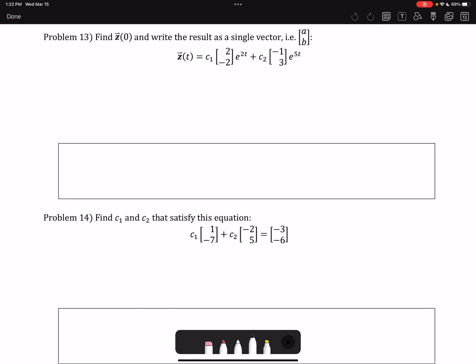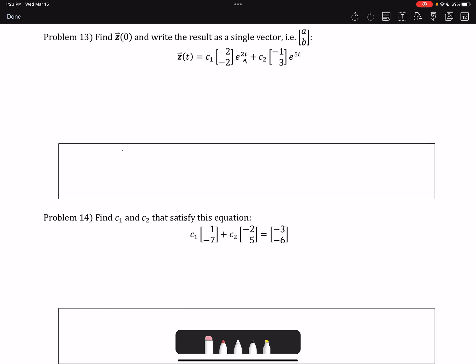Find z of 0 and write the result as a single vector. So we see that this is a vector function because it has this arrow on the top and it has this parenthesis which tells us that it's a function of something. Here we see that it's a function of the variable t, and indeed we see t in its expression.